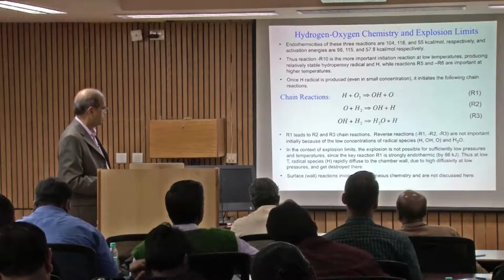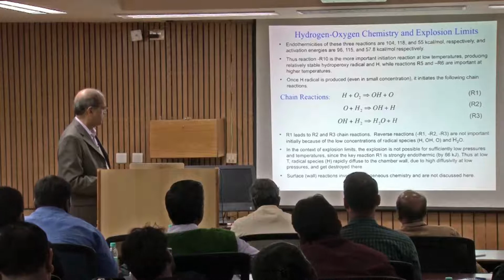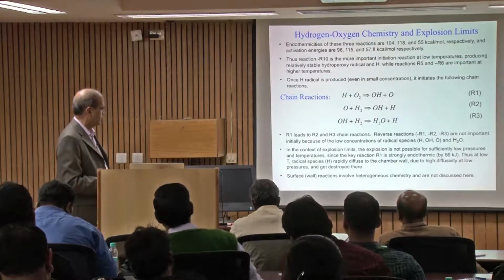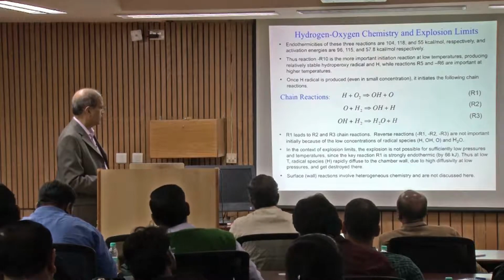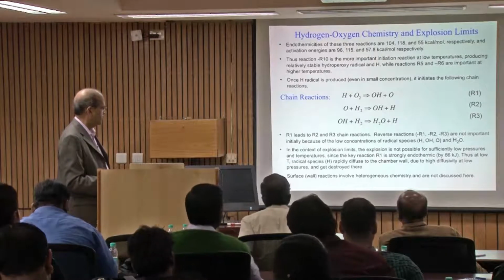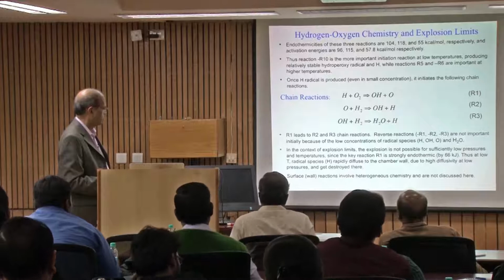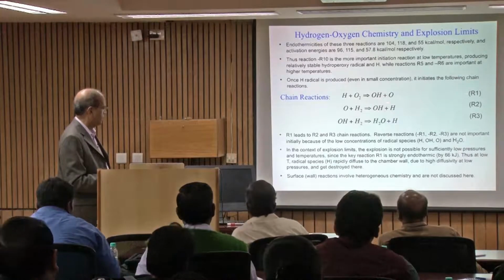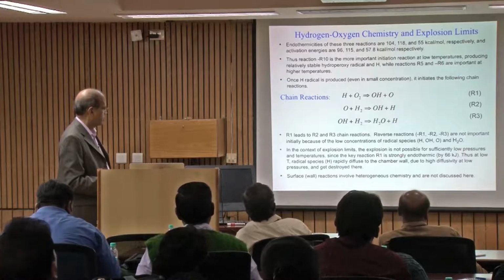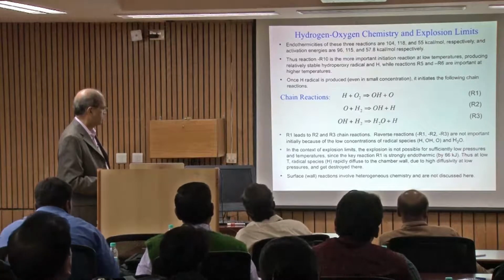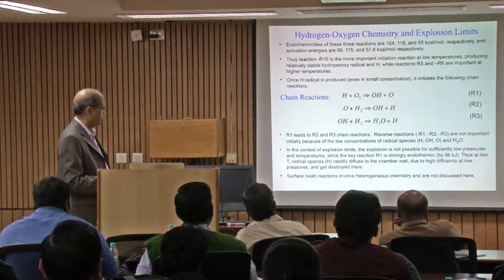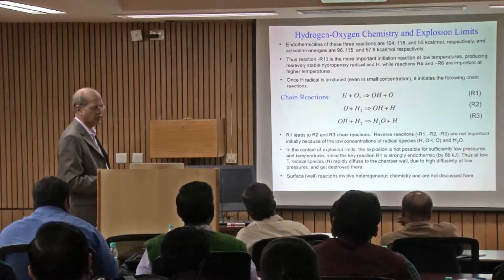So this probably is out of context right now. This is on the next slide. The explosion is not possible for low pressures, since the key reaction R1 is strongly endothermic. So if you are at low temperature and low pressure, the rate of this reaction becomes very, very low.